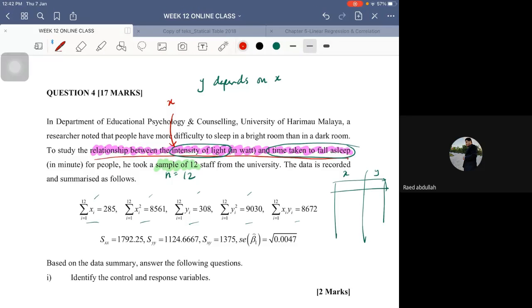So that is what we're going to vary among our participants. Because of the intensity of light, it's going to influence how long it takes for the person to fall asleep. So for this case, x is intensity of light and y is time taken to fall asleep. Bear in mind, y is the dependent variable. So y depends on x.